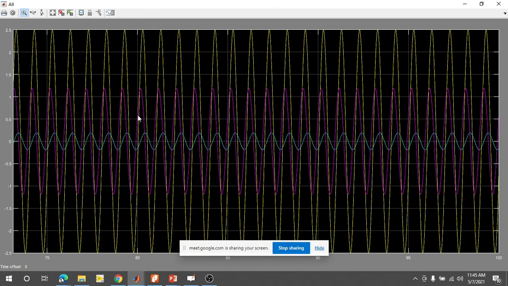Giving an auto scale. Previously it was perfectly leading, you can see in the previous case. Now in this case it is trying to be in phase, though not perfectly. Before it was perfectly out of phase, now it is trying to be in phase. Your yellow is your PAO and this is your Q.